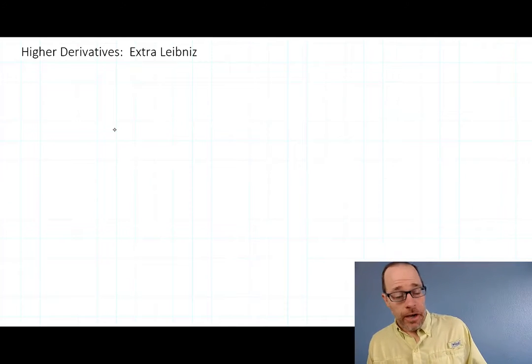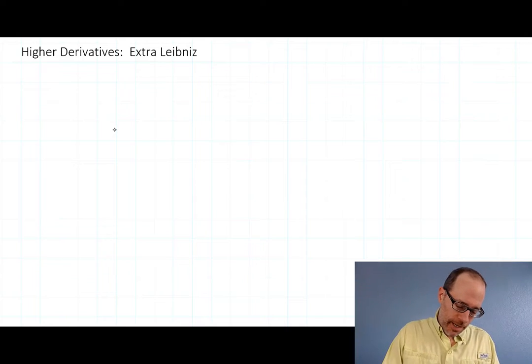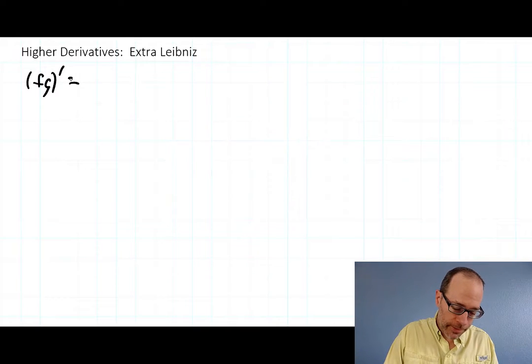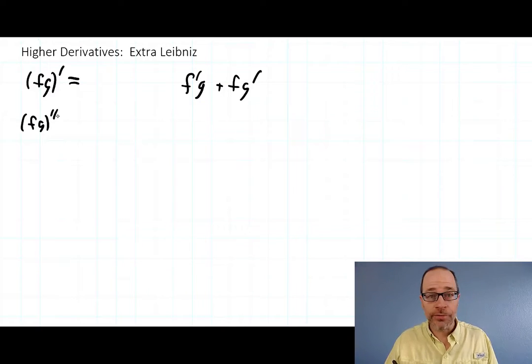Howdy. We're going to do a little extra with higher derivatives. This is called Leibniz Rule. And remember that the product rule had told us how to do one derivative of a product. It was f prime g plus f g prime. So it's natural to ask, what if you had two derivatives?